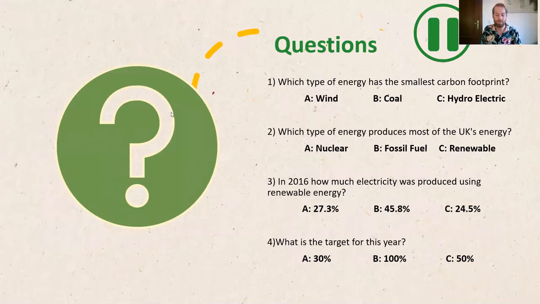Have a look here. Which type of energy has the smallest carbon footprint? If you need to rewind to have a quick look again, feel free. Which type of energy produces most of the UK's energy and electricity? In 2016, how much electricity was produced using renewable energy? And what is the EU target for the end of this year? What did we read before? So when you're ready, the answers are coming up.